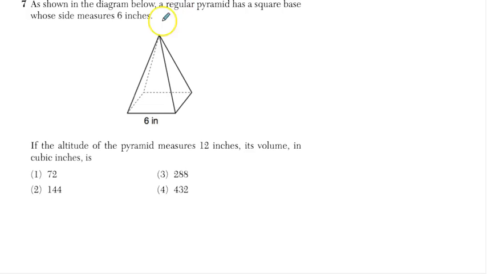All right, we're going to be going over questions 7 through 12 in this video. So for question number 7, what it says is that we have a regular pyramid that has side measures of 6, and we have a nice little altitude that measures 12. All right, well, that's enough information to find the volume. And just so you know, this is a level 10 question, where we learned about 3D shapes.